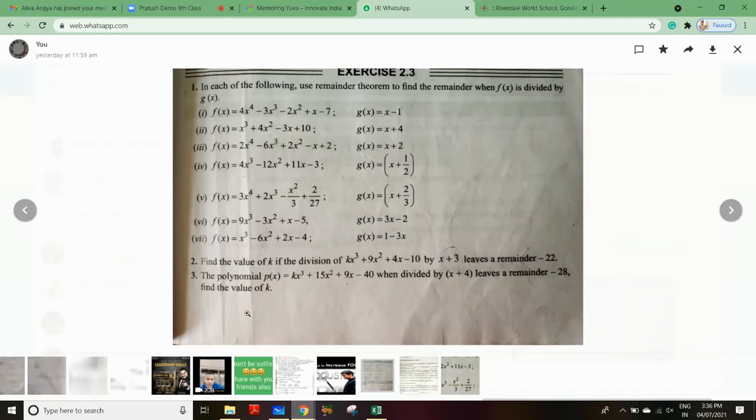So can you think of the second question now? How will we solve it? See here in the question. Can you read the question? Yes, sir. Yes, read it. Find the value of k if the division of kx cube plus 9x square plus 4x minus 10 by x plus 3 leaves a remainder minus 22.